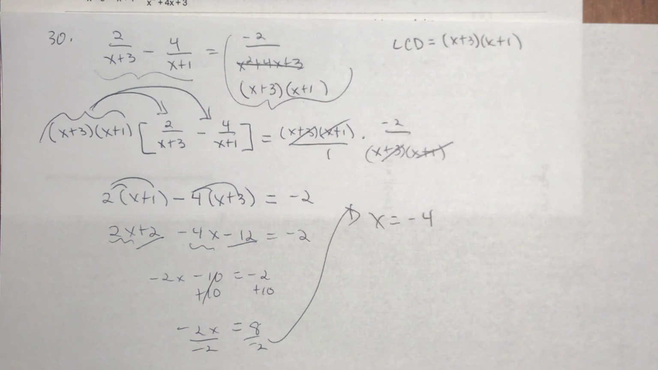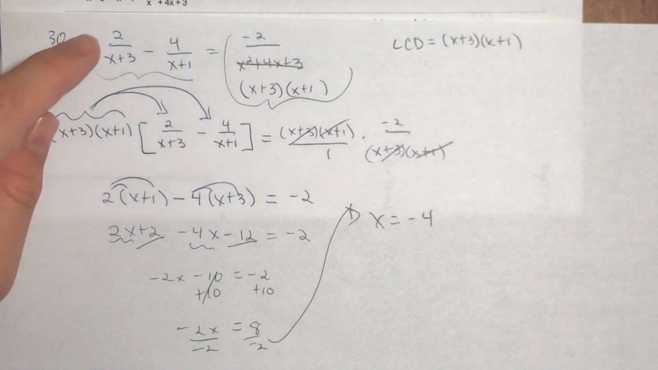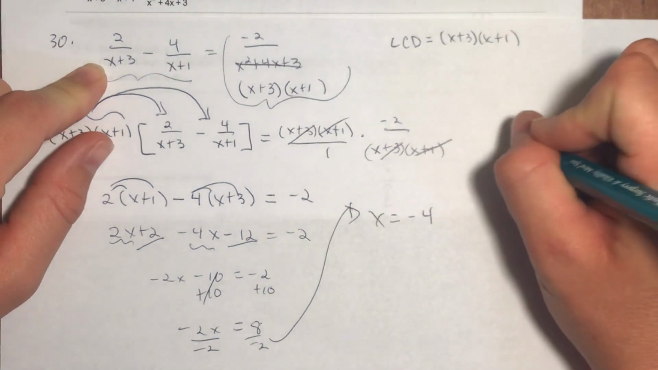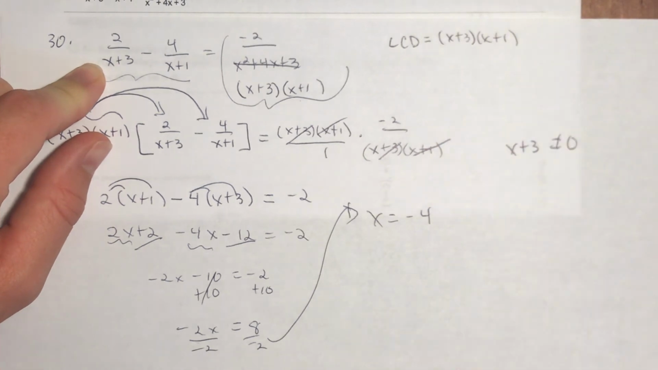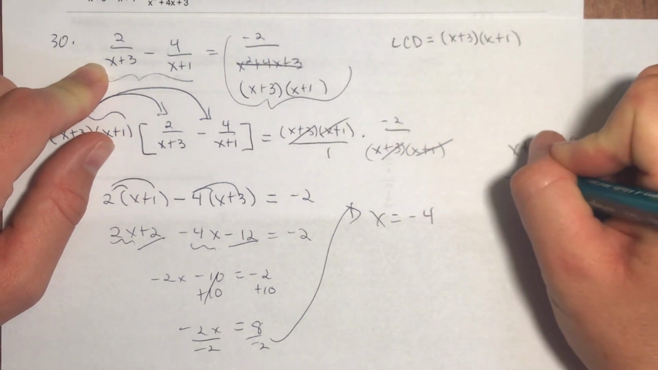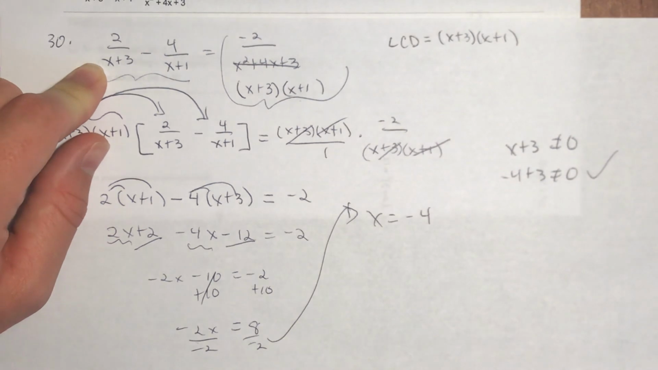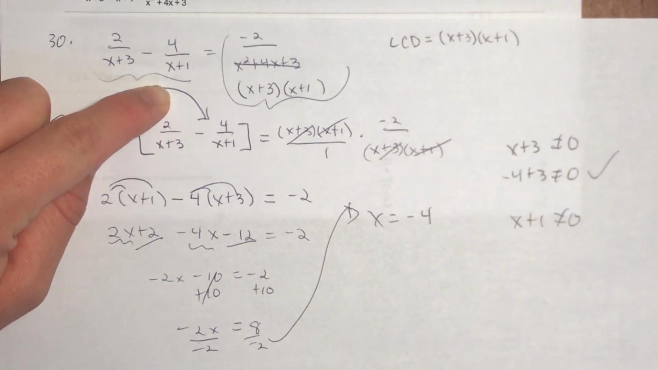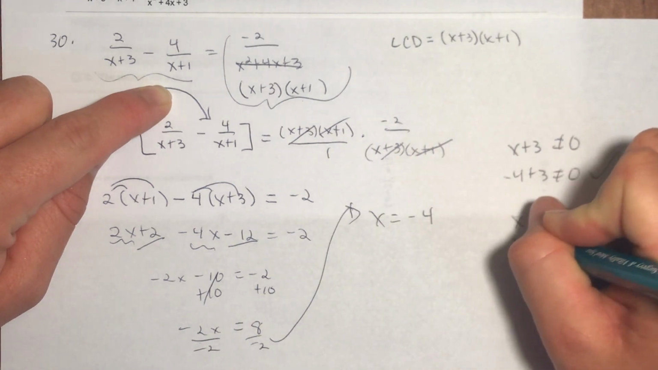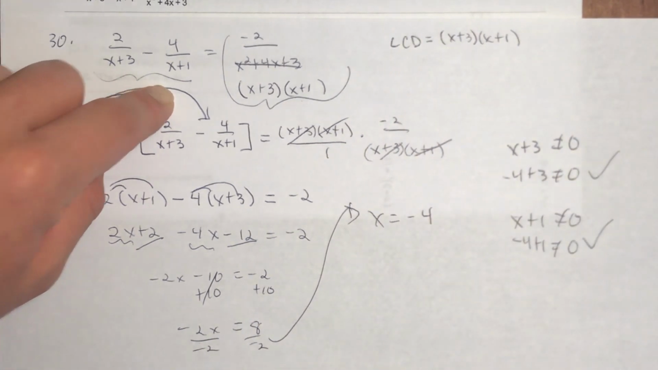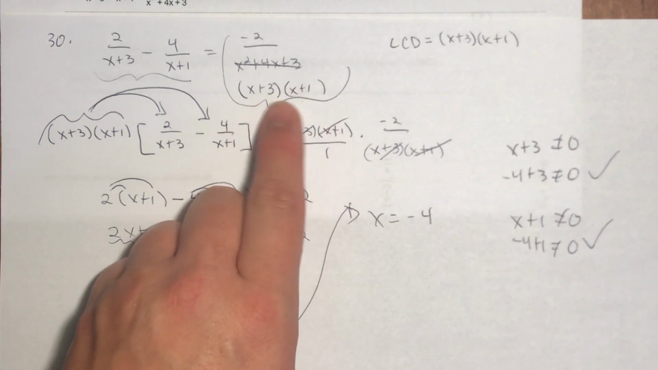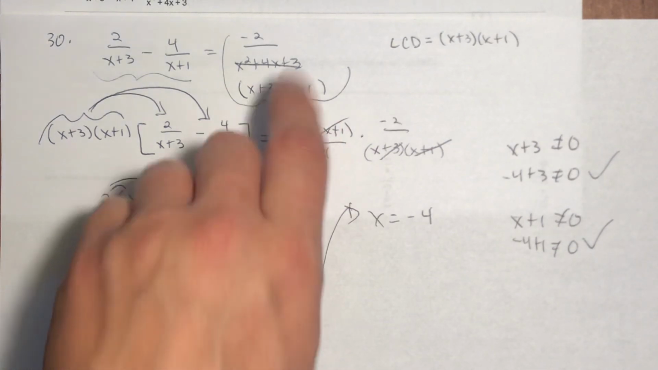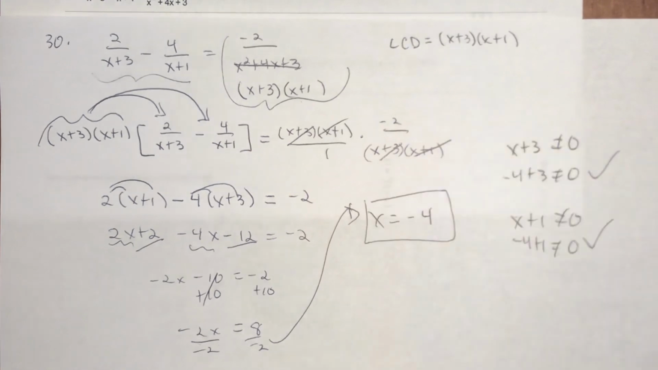Okay, so we do have to check the negative 4 with the denominators. Since x plus 3 is a denominator, we know that can't equal 0. So if we do negative 4 plus 3, doesn't equal 0, that checks. We have x plus 1 as a denominator, which can't equal 0. If we plug in the negative 4, plus 1 doesn't equal 0, so that checks. And then it's just a repeat of the same denominators we checked, so we know this is our solution. It checks.